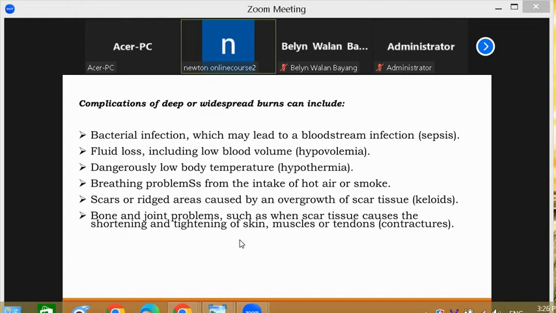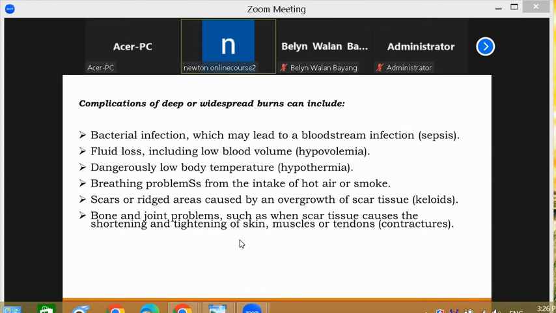Okay. Patient will be, for example, if you have found that the patient will be having scar on the burn, so there will be overgrowth of the scar tissue. Again, scar tissue will be forming there. Same tissue overgrowth will happen. Then the patient will be having pain on that area. So that is called keloids.